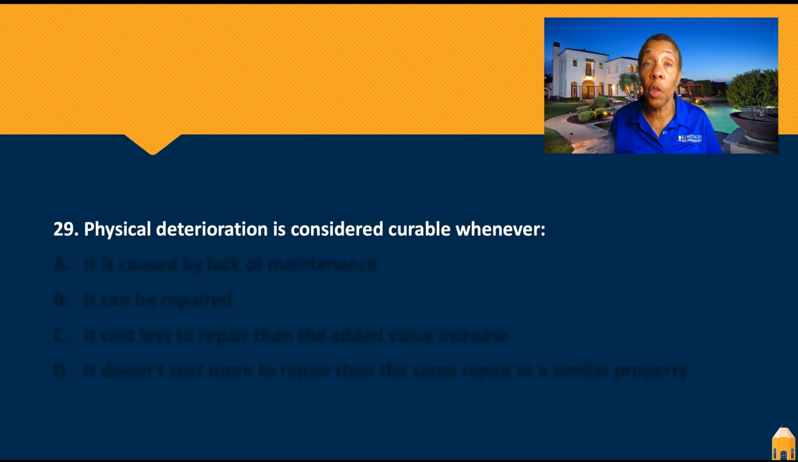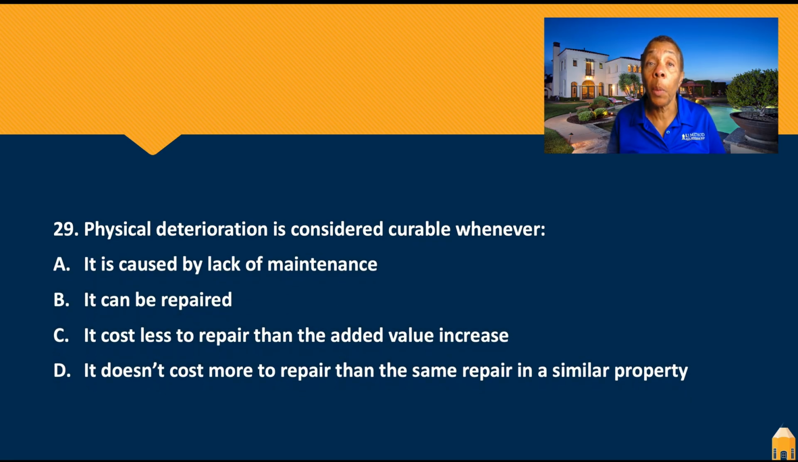29. Physical deterioration is considered curable whenever. Physical deterioration considered curable. So we're looking for that word curable whenever. A, it is caused by lack of maintenance. B, it could be repaired. C, it costs less to repair than the added value increase. D, it doesn't cost more to repair than the same repair in a similar property.